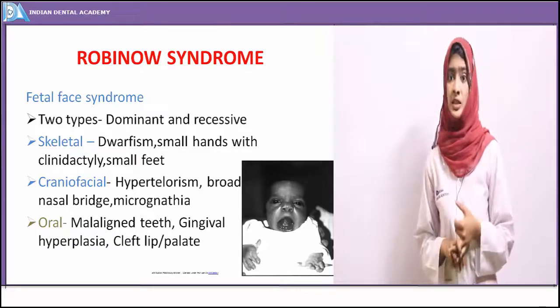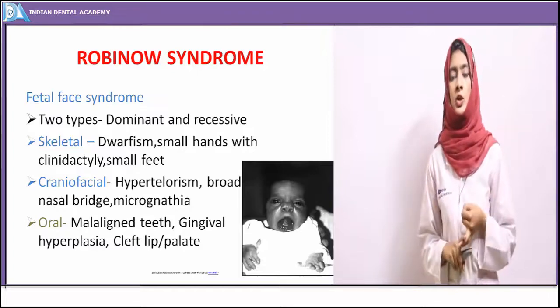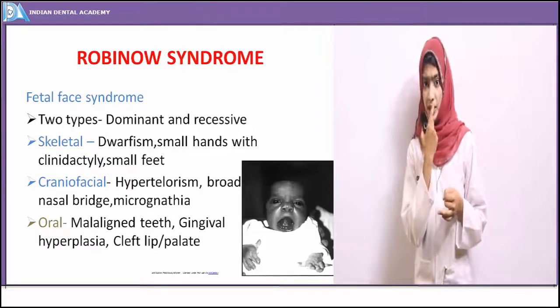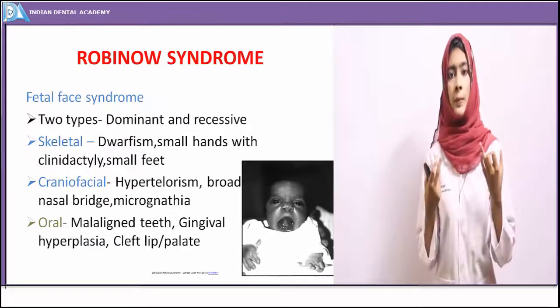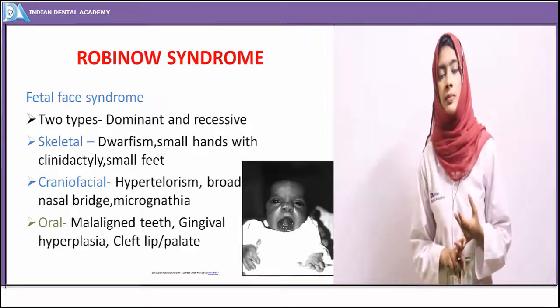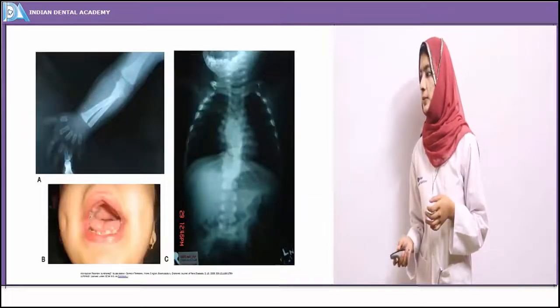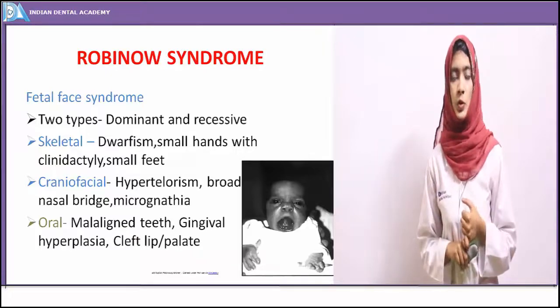When coming to the craniofacial manifestations, the distance between the two eyes is increased. Hypertelorism may be seen, the nasal bridge is wide and broad, and the jaw size is reduced. That is, a micrognathic appearance is seen. When coming to the oral cavity, the presence of a cleft lip or palate is again common.